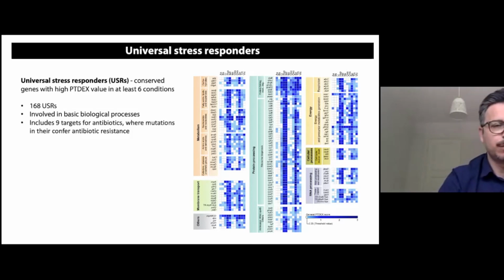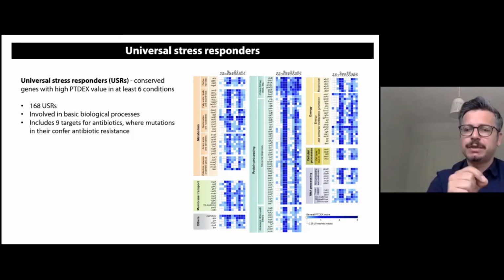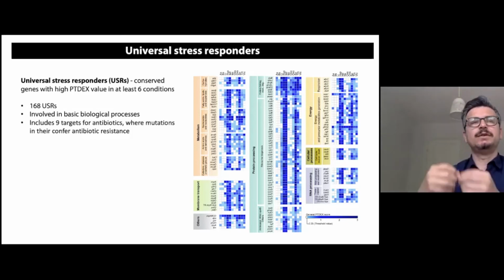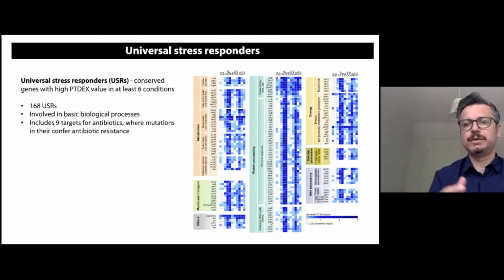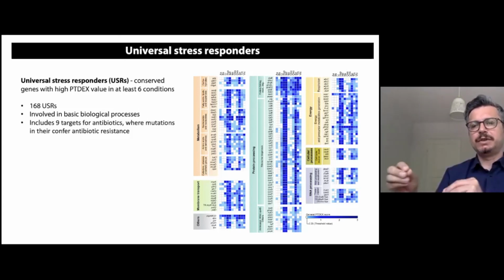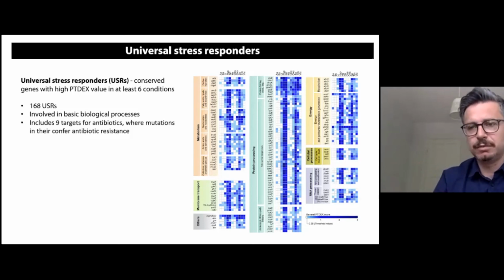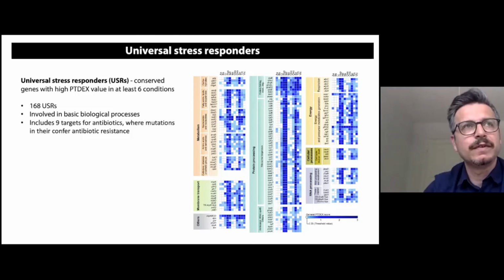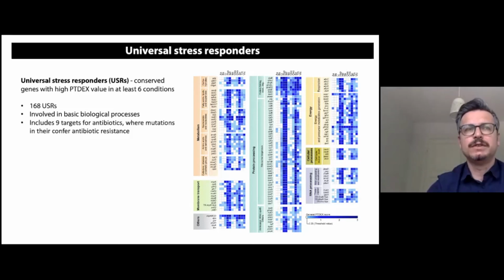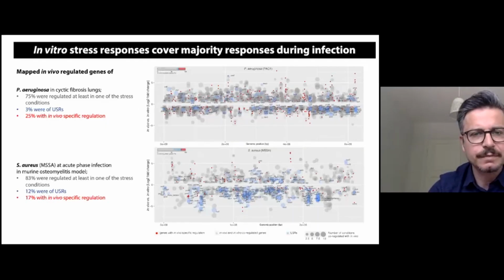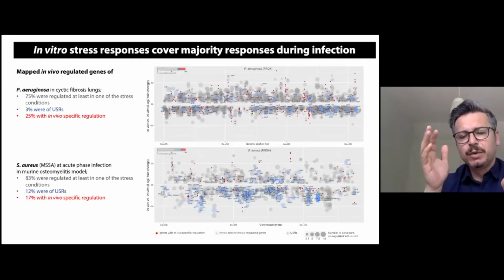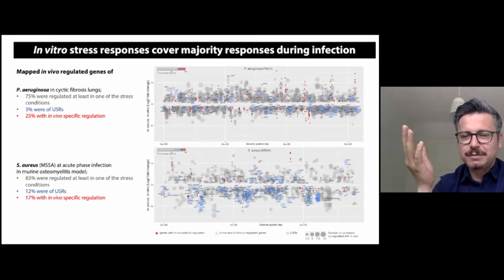And I must say that we have looked at also species-specific USRs, which means that we look for genes that are uniquely found in one of the 32 species in the database and responding to multiple conditions. So these could be also an important target for precision medicine, for example, for a certain type of infections. And then we were like, are these responses really active during infection?